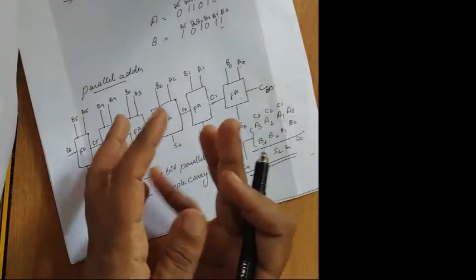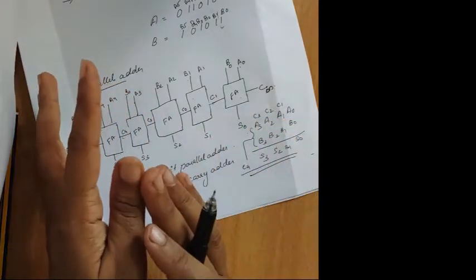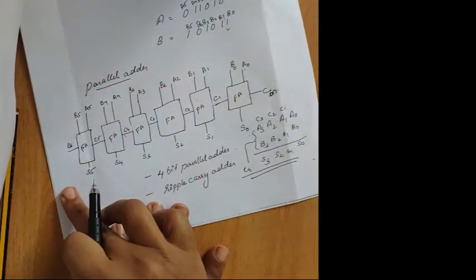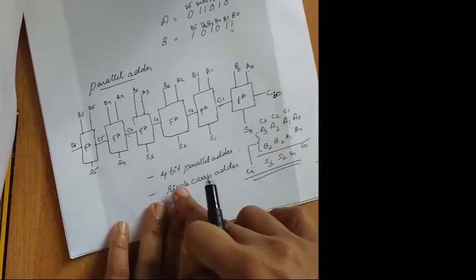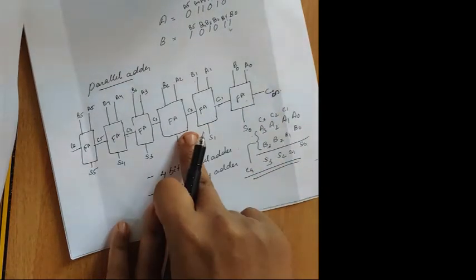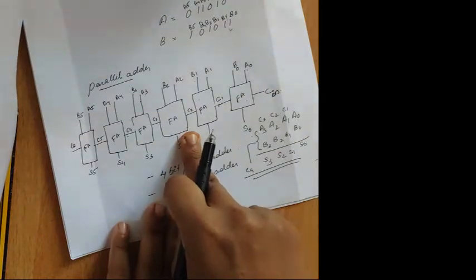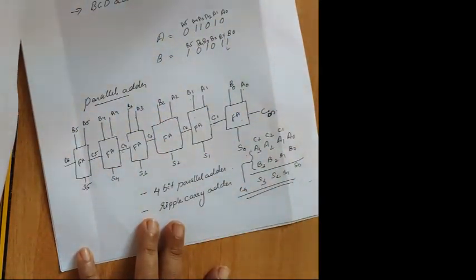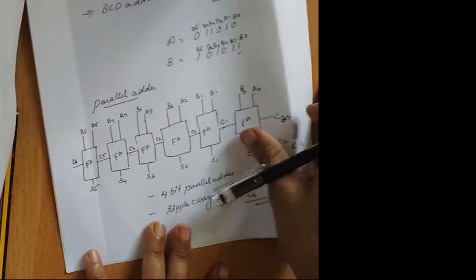If I am having a 10-bit number A0 to A9, then I have to use 10 full adders. If I need a 4-bit number, I have to use 4 full adders. So depending upon the number of bits, your adders will be increasing. This is what a parallel adder is. Now we are going for a serial adder.